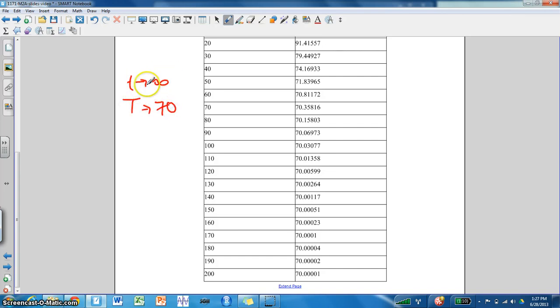Now, keep in mind that infinity is a concept. It's not a number. So we can't actually attain this value, but we can get ever closer towards it. Same thing with the temperature. We cannot say that the temperature is 70. It will never be exactly 70, but it will get ever closer to 70. So it approaches, but it does not attain.